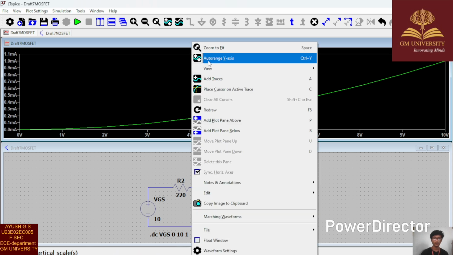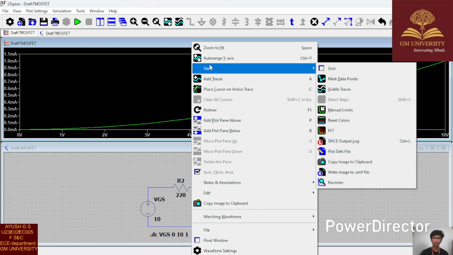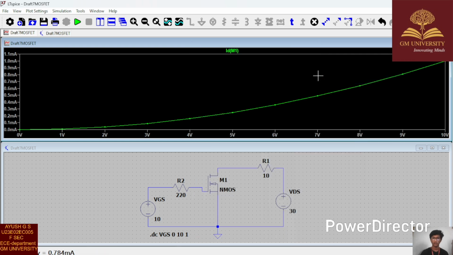Now right click on it, and you can press on view. You can mark the data points. So the data points are marked with respect to the increment. With respect to each increment, the current will be measured with respect to the voltage. This is the transfer characteristics.